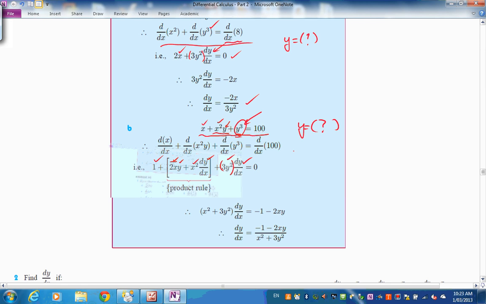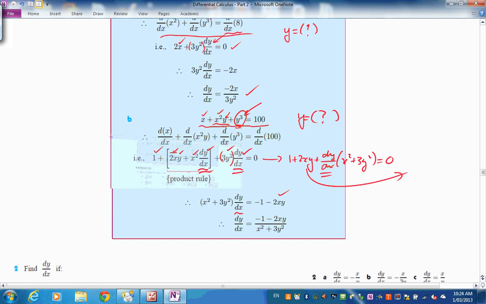So then you could actually collect up all the dy by dx's. They haven't shown that step here. I would have said put 1 plus 2xy plus dy by dx times x squared plus 3y squared equals 0 as an intermediate step. So we're actually taking dy by dx as a common factor out of those two terms. And then we'll put that over there and get neg 1 take 2xy over x squared plus 3y squared, and simplify. Okay, have a look.